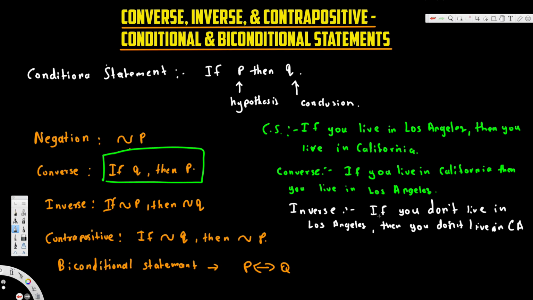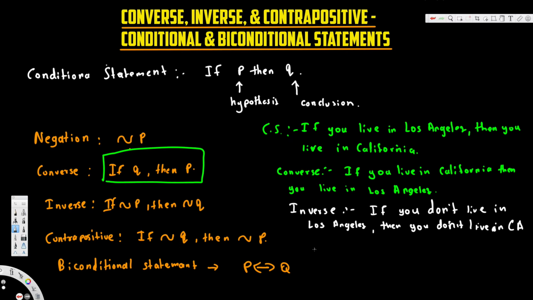But this is not always true, because if you don't live in Los Angeles, you can be somewhere else. For example, you can be in San Francisco, that's in California, right? So it's not always true. But if the converse is false, this is also going to be false. But if the converse is true, it can be true or false.